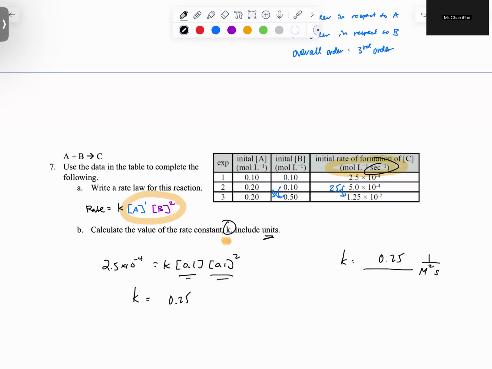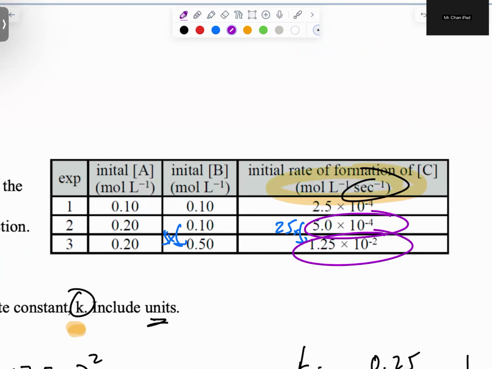What's that? The 25? You just do division. Oh, big number minus small number, right? So 1.25 times 10 to the negative 2 divided by 5.0 times 10 to the negative 4. And you did not put parentheses around the scientific notation. And I never suggest this.